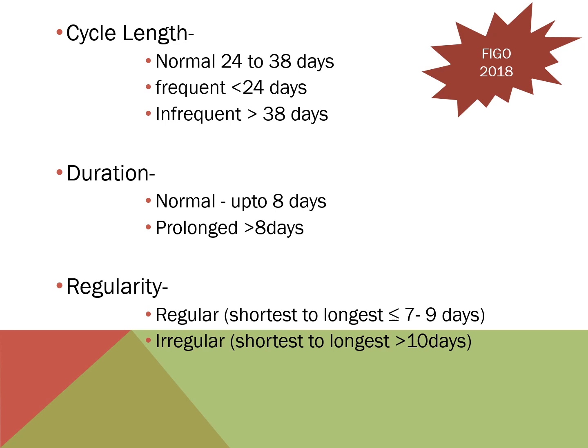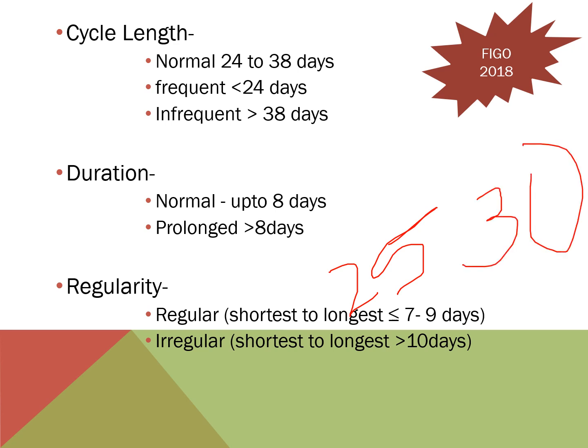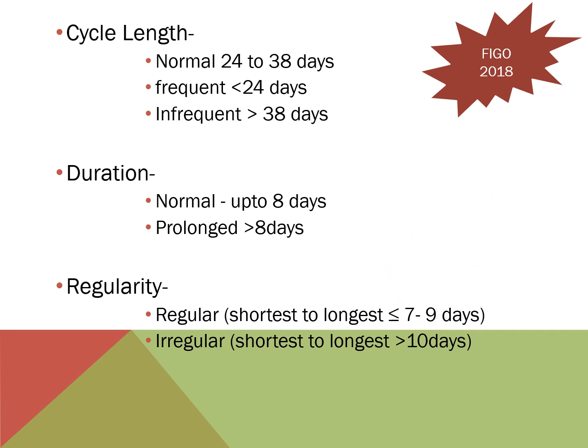Then we have regularity. Regular cycles are considered by subtracting the shortest cycle length from the longest cycle length and seeing the difference. For example, if a patient had the shortest cycle length at 25 and her longest was at 30, if I subtract 25 from 30, I get a 5-day difference, which is less than the 7 mentioned in the criteria. So I consider that the patient is having a regular cycle.